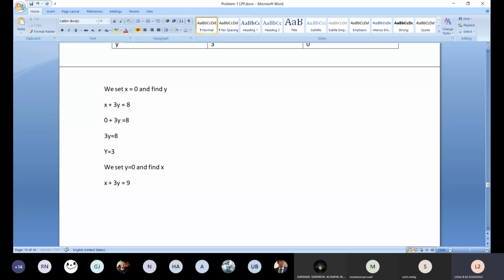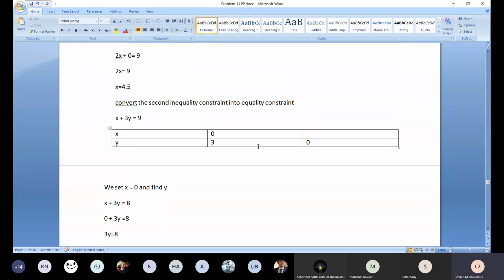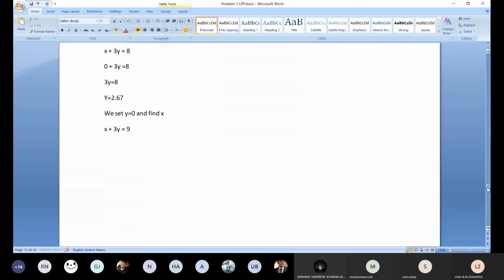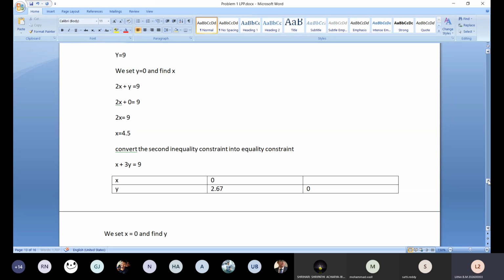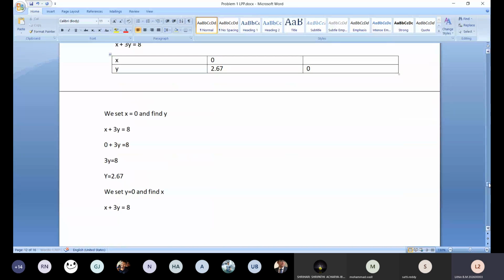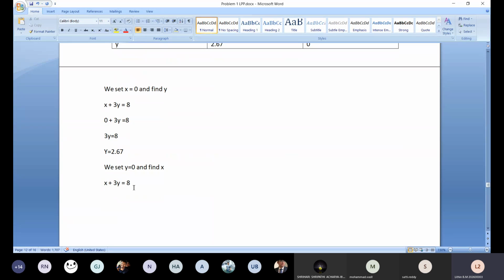So could anyone please tell me what is y? 8 by 3. That is 2.67, right? Yes. So this here is 2.67. Now it is 8, not 9, so let me change the above one as well. It's 8, because the second constraint is remaining as it is. Here we are not making any change.